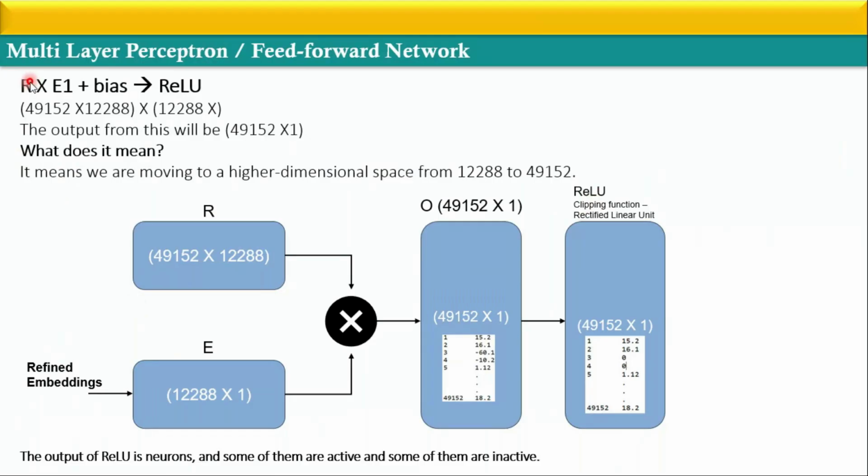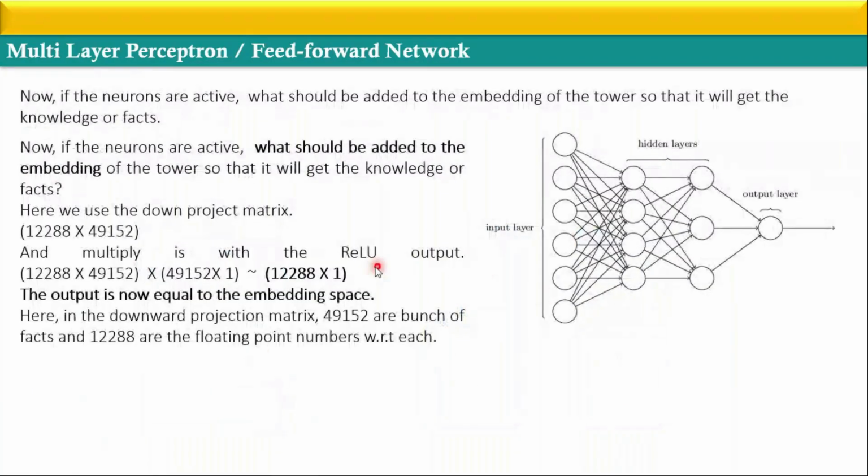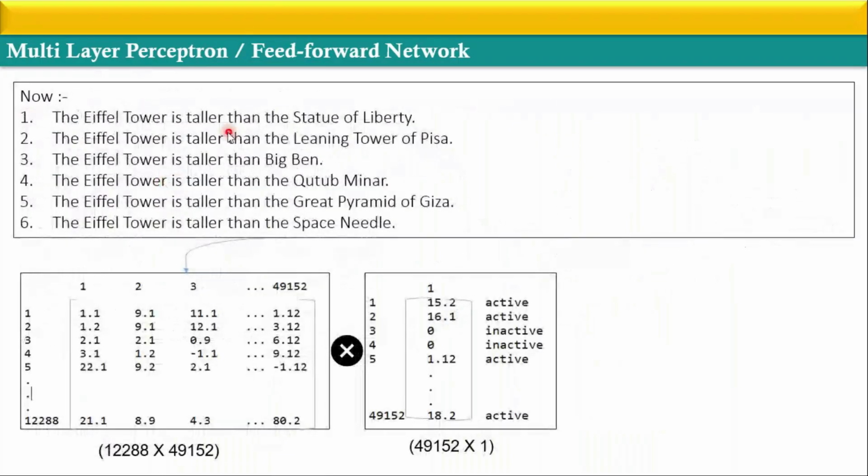Now what is happening if we are talking about the matrix R? What exactly is happening over here? Certain questions are being asked. We have lots of information inside the stacks of neurons, and this information will be like this: the Eiffel Tower is taller than the Statue of Liberty.